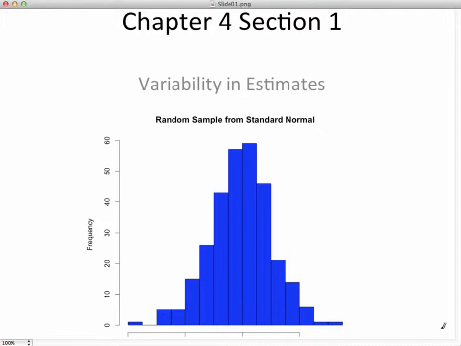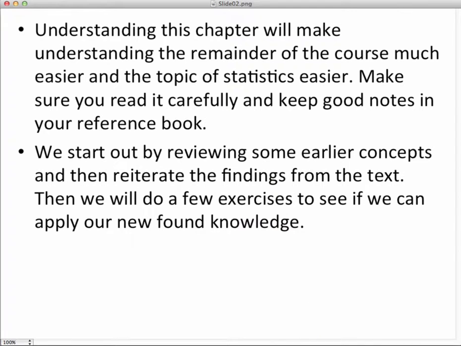So before we get going headlong into this chapter, I thought it'd be a good idea to do a little bit of review, and then we'll come back in a second video in chapter 4 where we'll actually work some problems from this section, okay? So the title is variability in estimates. That's what our title for this particular section is.